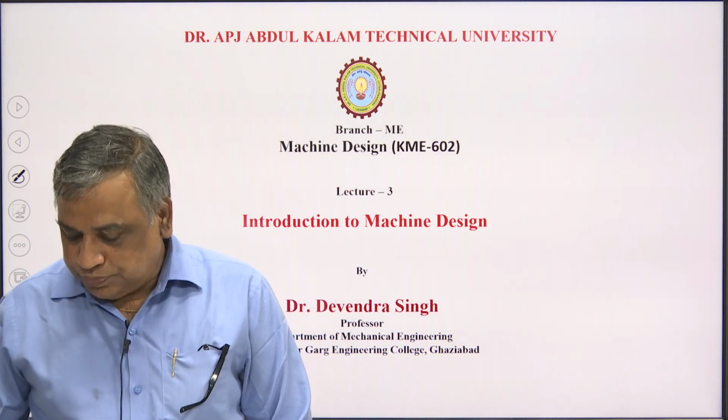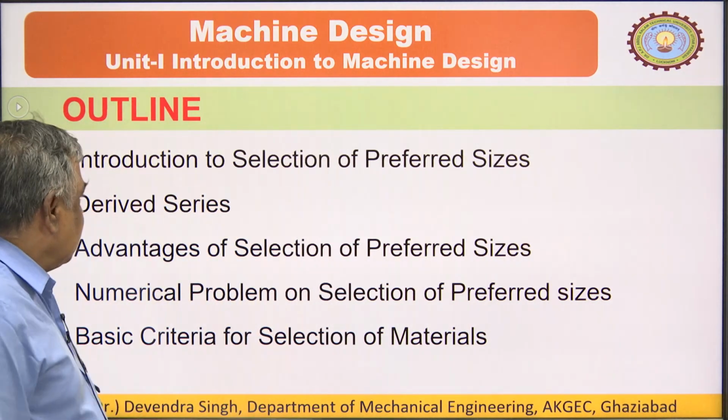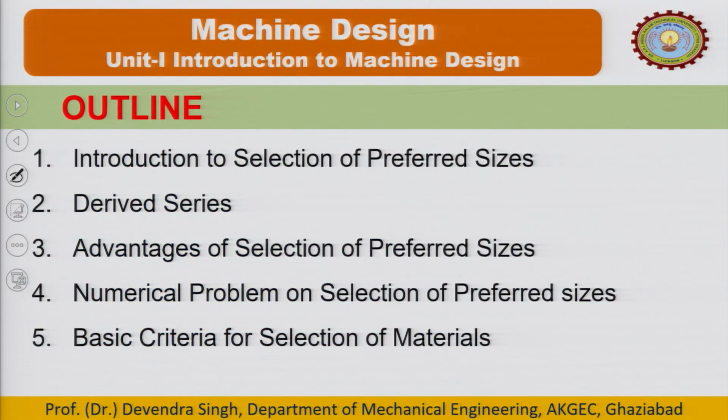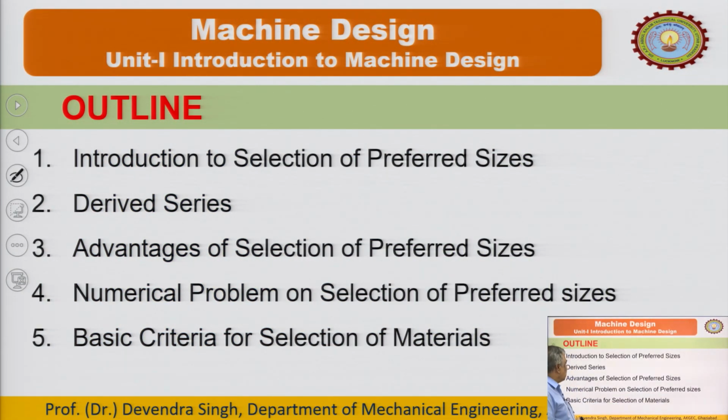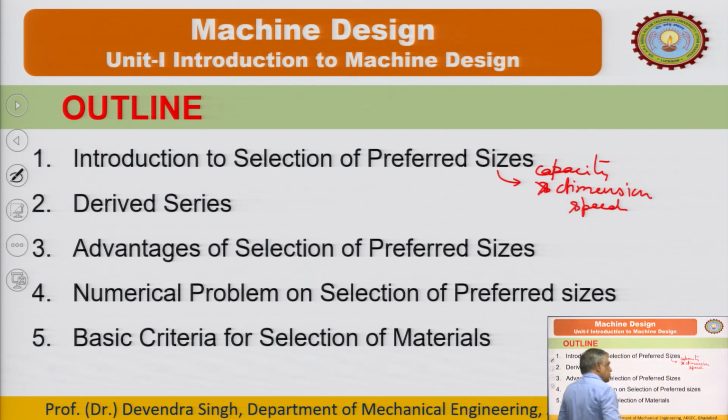So, the overview I have discussed, and the outline of this lecture is as follows. First, we will discuss the introduction of selection of preferred sizes. Preferred size is a general term. It may be capacity, it may be the size meaning the dimension, it may be speed or any other parameter we can consider as sizes.